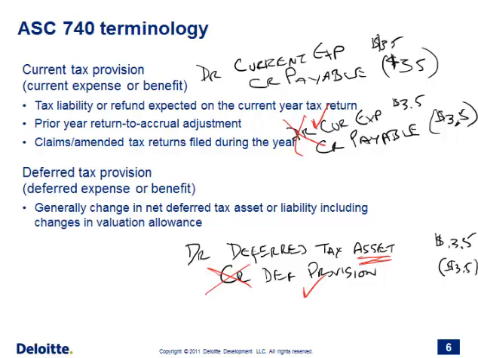All right, I fully expect that to be confusing. If you're intellectually interested in this stuff, watch it again. You can watch the whole deck if you want. And we'll talk about this more in class, but that's kind of your first taste at what a current and deferred provision is.